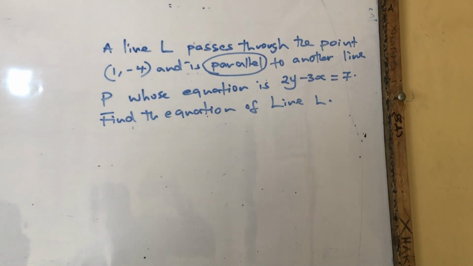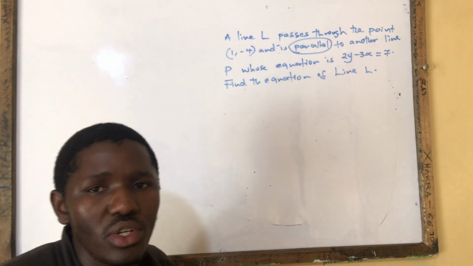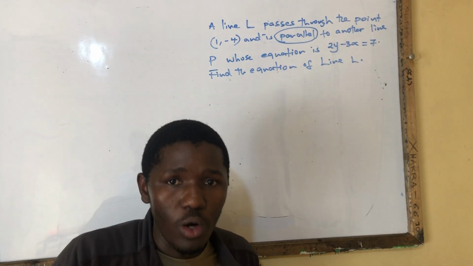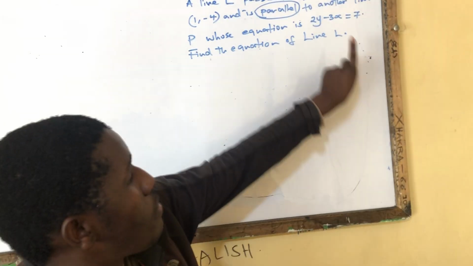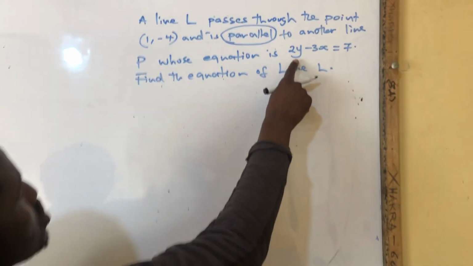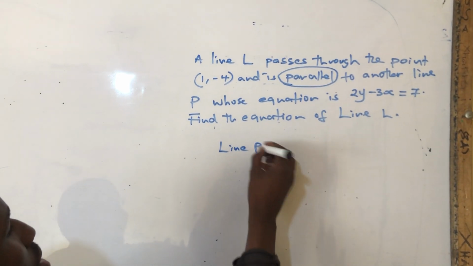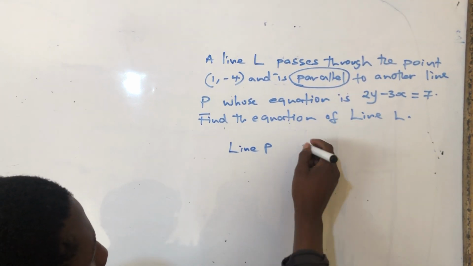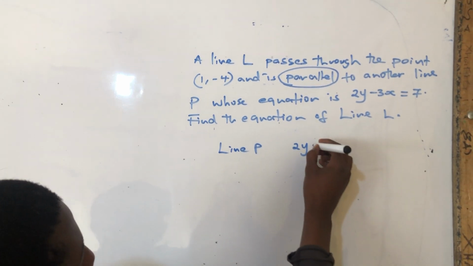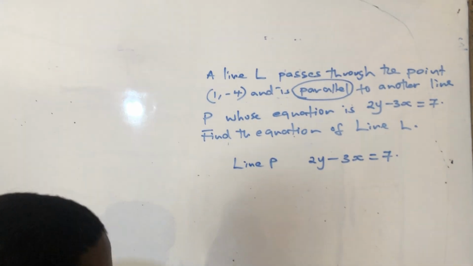Like we already mentioned, whenever two lines are parallel, their gradients will always be equal. So what do we need from line P? From line P, the only thing you need is the gradient. Let's take line P. What is the equation of line P? It is 2y minus 3x is equal to 7.